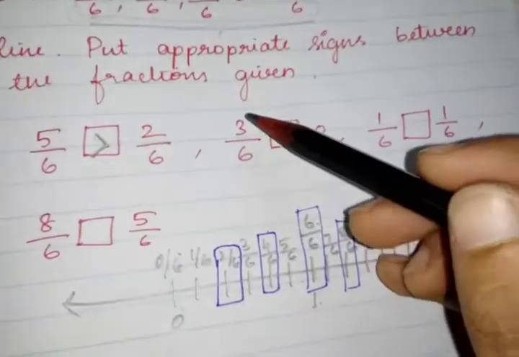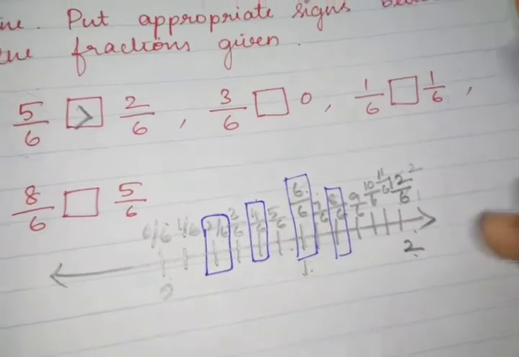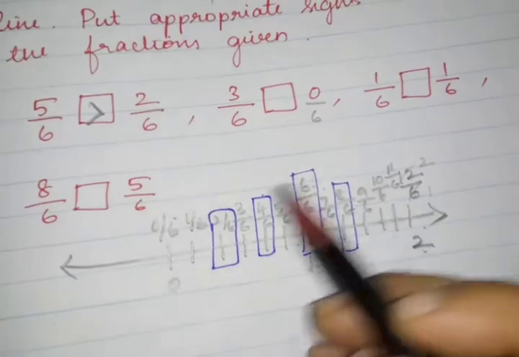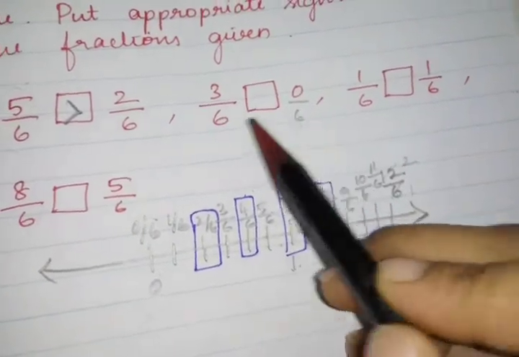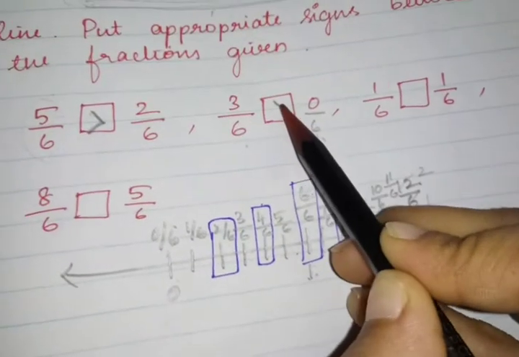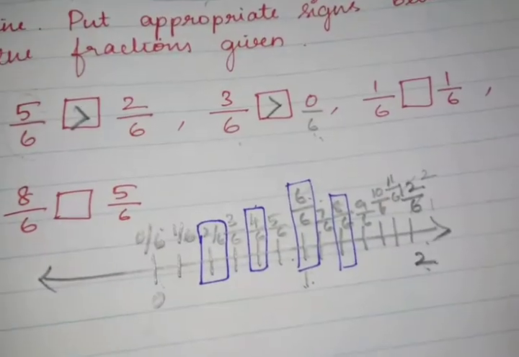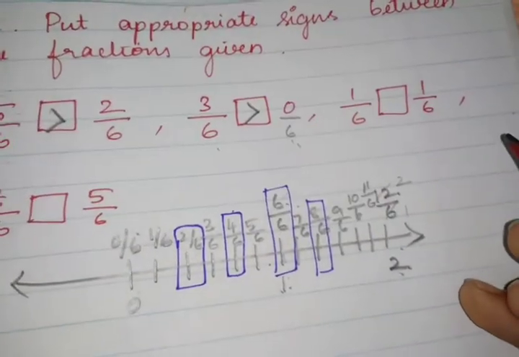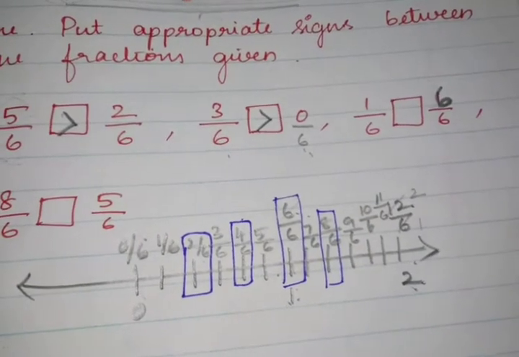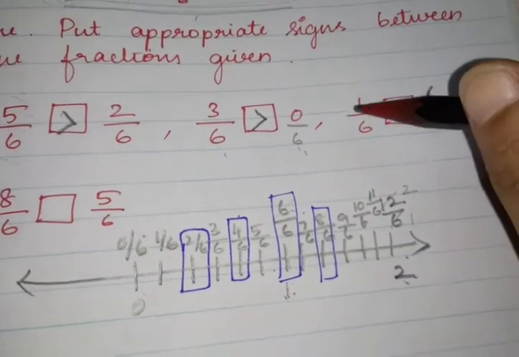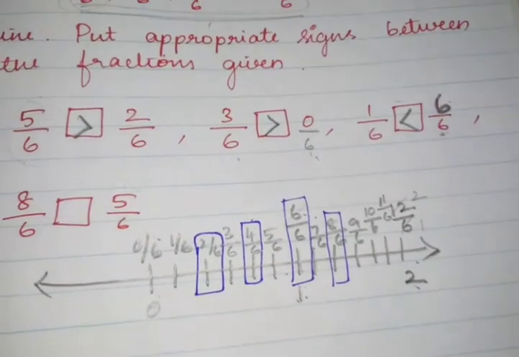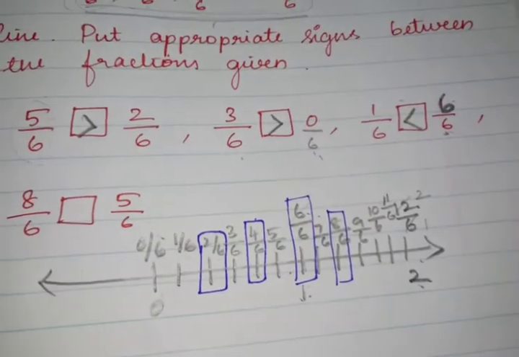Next, 3 by 6 and 0. Can we write the 0 as 0 by 6? Yes. So, both have the same denominator, right? In this, which is greater, 0 or 3? 3. So, 3 by 6 is greater than 0. Next, 1 by 6 and 6 by 6. Sorry children, 1 by 6 and 6 by 6. Both have the same denominator. Which is greater, 1 or 6? 6. So, 6 by 6 is greater than 1 by 6.